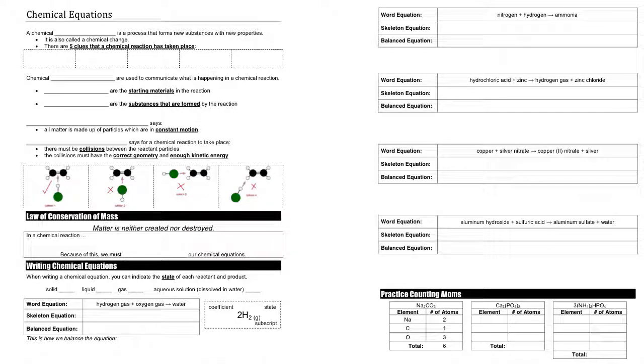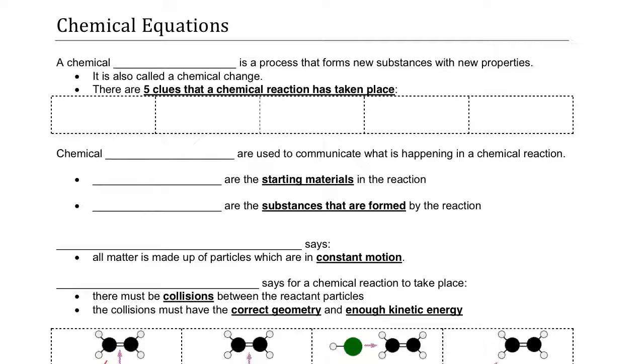If you haven't already, please print out this handout so we can proceed. So at the top of the handout, you can see the title. We're talking about chemical equations. The first word that we need to know is reaction. A chemical reaction is a process that forms new substances with new properties.